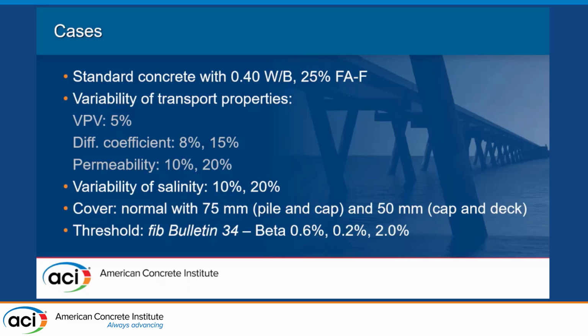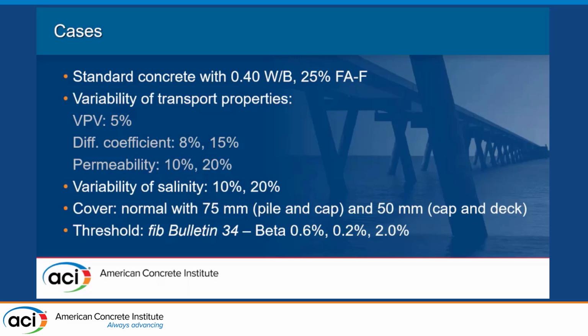The cover follows a normal distribution with a value of 75. 75 is a standard value that we see on many projects. I also took into account 50. I'm going to show you the results that we get with both. So 75 was used for the piles and caps, and 50 was used for the cap and deck. So the deck has a shallower cover. The more severe the exposure, the higher the cover, of course.